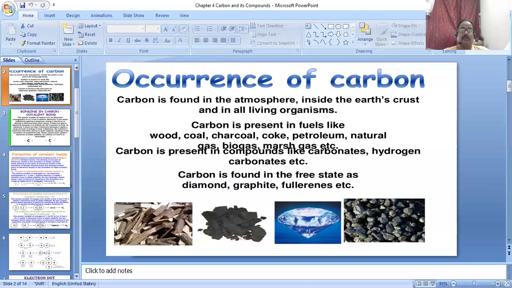And also we shared the occurrence of carbon. Carbon is found in the atmosphere, inside the earth's crust, and in all living organisms. Carbon is present in fuels like wood, coal, charcoal, coke, petroleum, natural gas, biogas, marsh gas. Carbon is present in compounds like carbonates and hydrogen carbonates. And carbon is found in the free state like diamond, graphite and fullerenes.